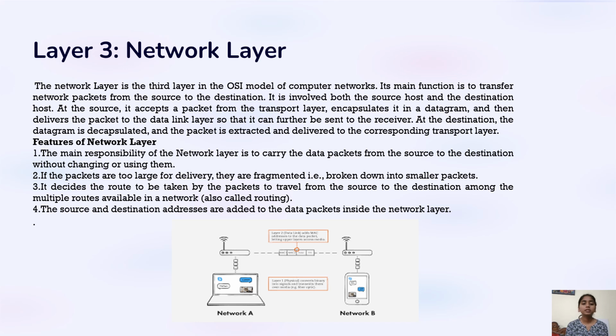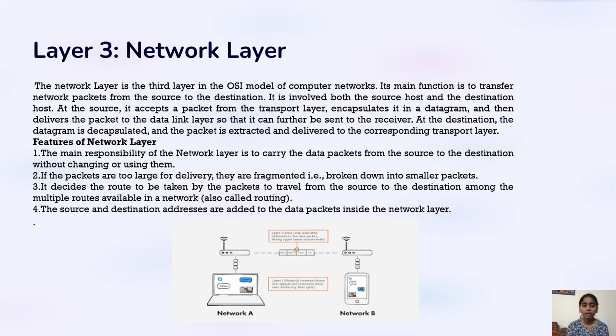The third layer is the network layer. The network layer is the third layer in the OSI model of computer networks. Its main function is to transfer network packets from the source to the destination. It is involved in both the source host and the destination host.